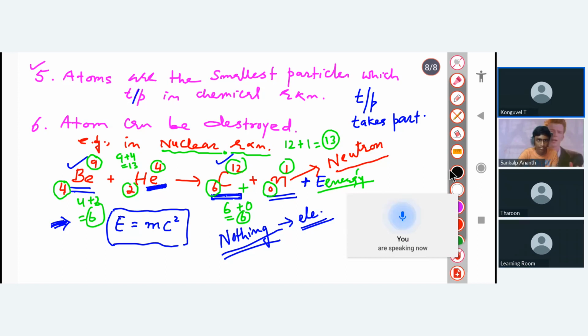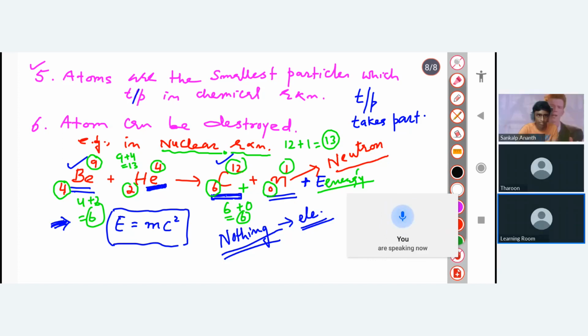Sir, is there any symbol for energy? No, there isn't any. You can represent energy by h nu also. We will study that in Planck's quantum theory, but you have not studied it in the lower classes. In the higher classes, you study Planck's quantum theory. We can represent energy by h nu.